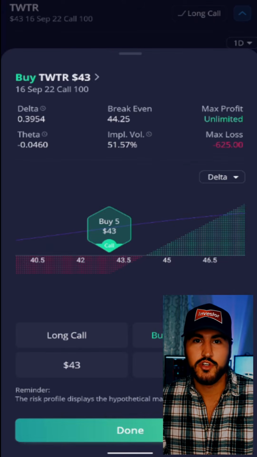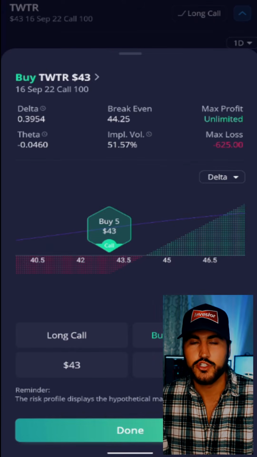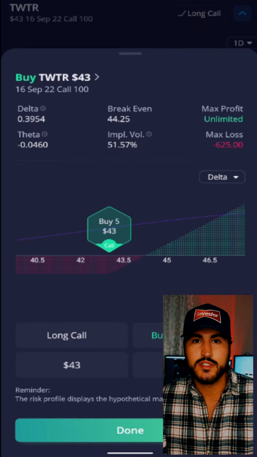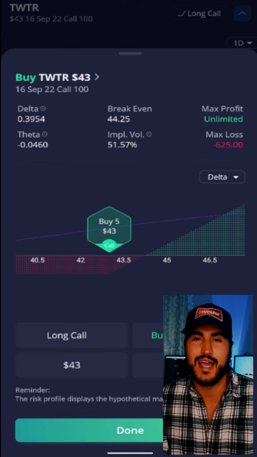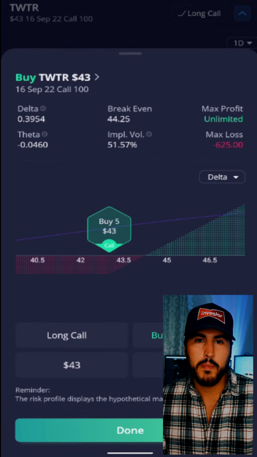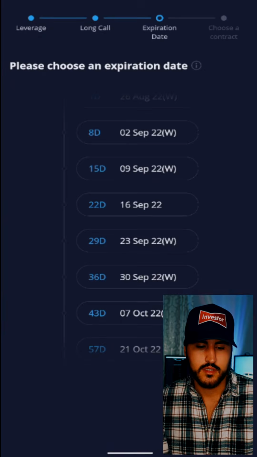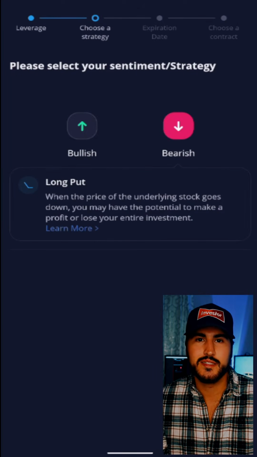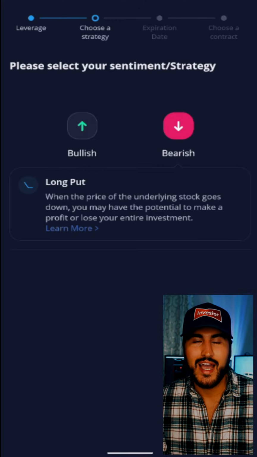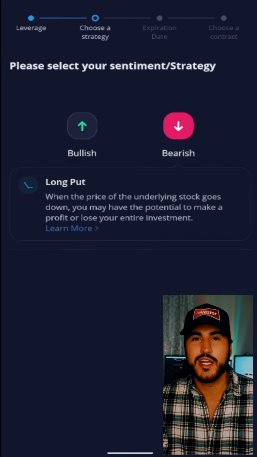When you're ready to fulfill your order and you're ready to buy this contract, you're just going to hit done, and then the next screen is going to pop up. I'm not going to go into that because I'm not actually going to buy this, and it's after hours right now. So if we go back a couple screens, if you wanted to buy a put option, which is bearish, the process is the same. I'm not going to dive into it. I have many videos regarding Webull. Just check out the playlist.